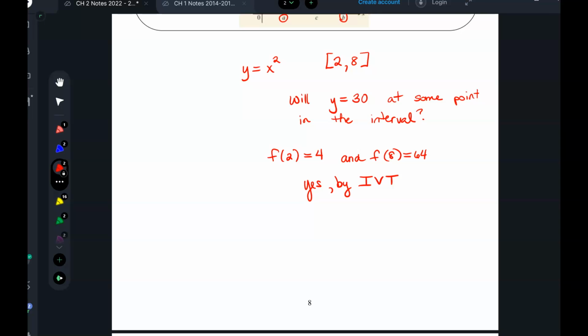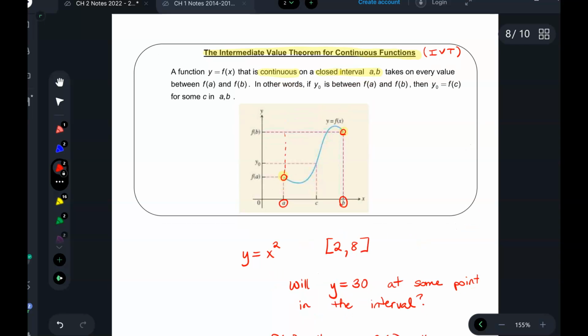Okay? And if there was a removable discontinuity, then the theorem no longer applies. So we cannot apply this theorem to a function that has a discontinuity. We'll learn different theorems in this class. Some just require continuity, others require something called differentiability, but you need to make sure that's true before you apply the theorem.